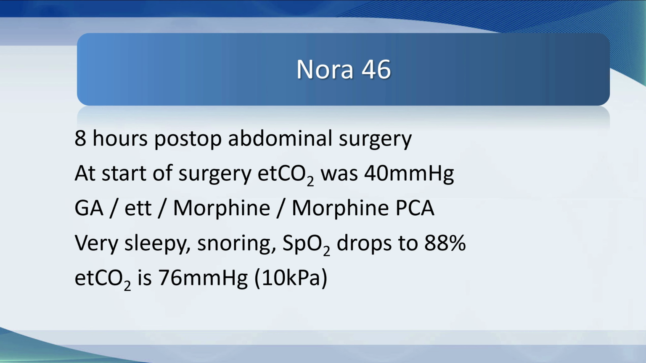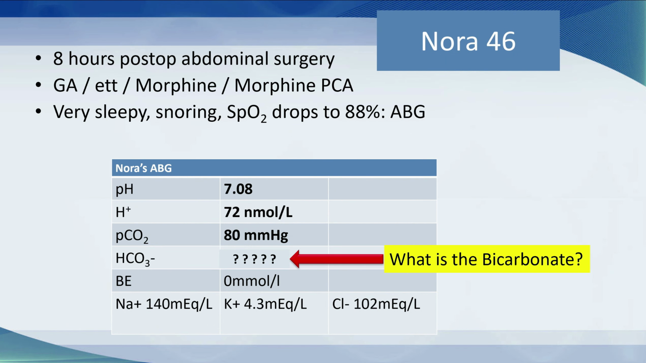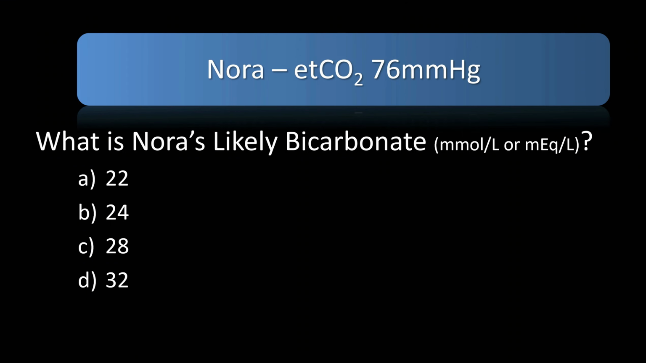Now, I've shown you how you can figure out what her pH is and her hydrogen ion activity is. But what is the blood concentration of bicarbonate in this patient? I'll just give you these data. You can see here that her pH is 7.08. Hydrogen ion activity 72 and PaCO2 80 based on the previous calculations. But I want to know what our bicarbonate is. I've also shown you our sodium, potassium, and chloride just so that you know that these are normal. So what do you think her bicarbonate is? Is it 22, 24, 28, or 32?